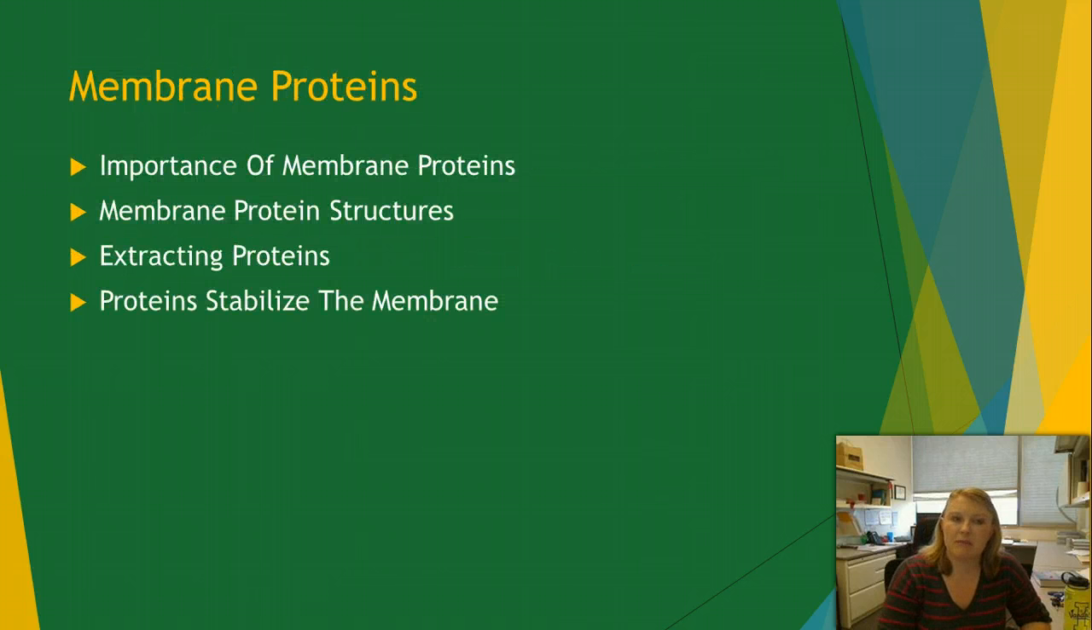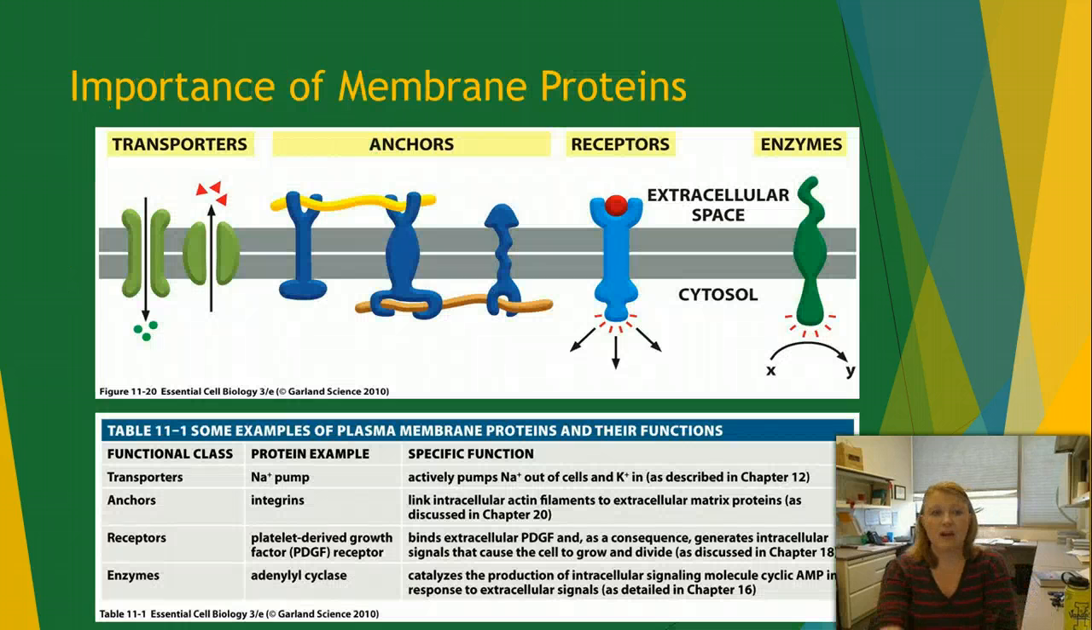So first, let's talk about membrane proteins. We're going to talk about the importance of them, some of their functions, what they're doing. We're going to talk about their structures. We're going to talk about how we extract them, study them, and then we're going to talk about how they stabilize the membrane. So first, let's talk about the importance of membrane proteins.